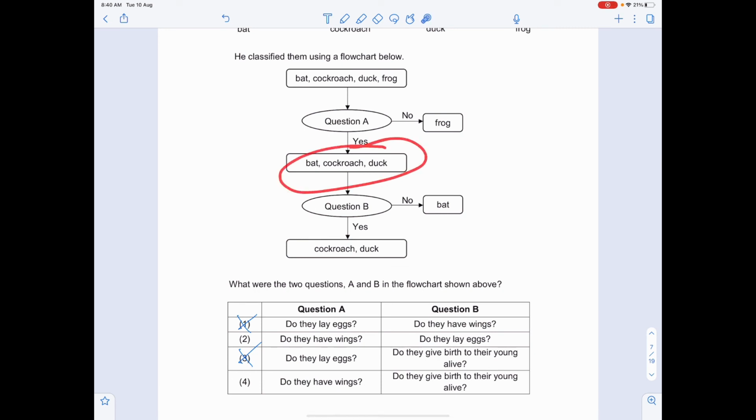So out of these 3, what is a no for bat and a yes for everyone else? Let's take a look at option 2. Do they lay eggs? Your cockroach lays eggs, your bird lays eggs, but your bat does not. So this is actually a plausible answer. But let's go on to check. For the last one, do they give birth to the young alive? This is actually not correct for the bat. The bat gives birth, so by answering no to this question, you would be wrong. So this confirms that our answer is actually 2.